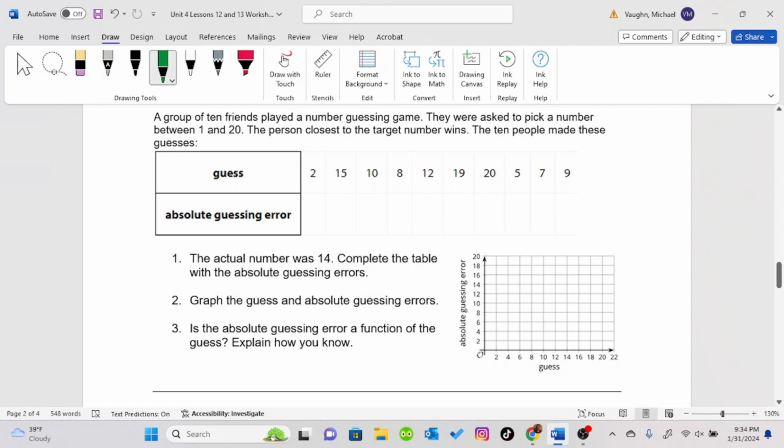So 2 is 12 away from 14. 15 is 1 away from 14. 10 is 4 away from 14. 8 is 6 away from 14. 12 is 2 away from 14. 19 is 5 away from 14. 20 is 6 away from 14. 5 is 9 away from 14. 7 is 7 away from 14. And 9 is 5 away from 14.